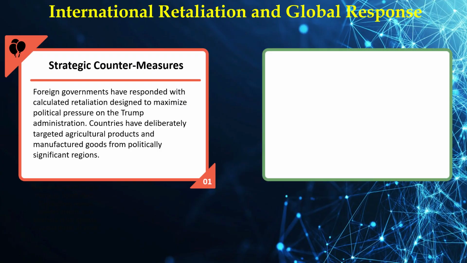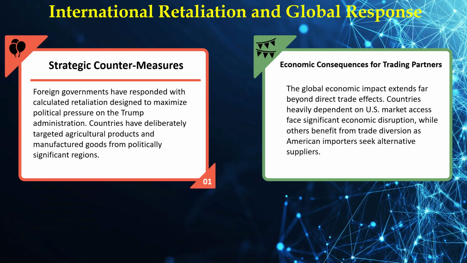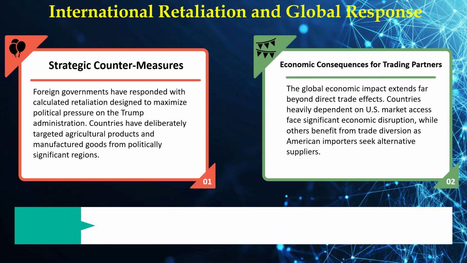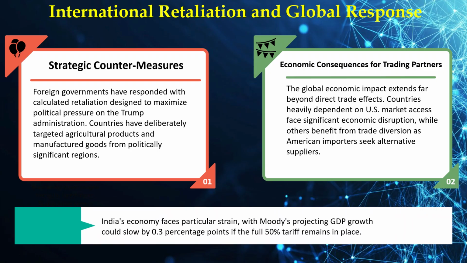The European Union has reimposed historical retaliatory tariffs while developing new measures targeting additional American products. Economic consequences for trading partners. The global economic impact extends far beyond direct trade effects. Countries heavily dependent on U.S. market access face significant economic disruption, while others benefit from trade diversion as American importers seek alternative suppliers.